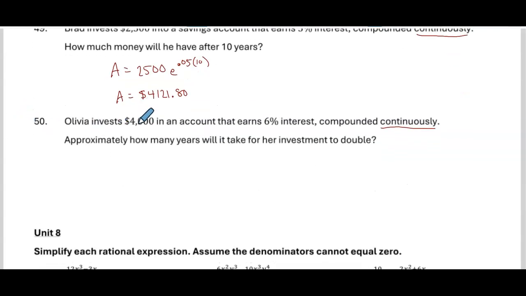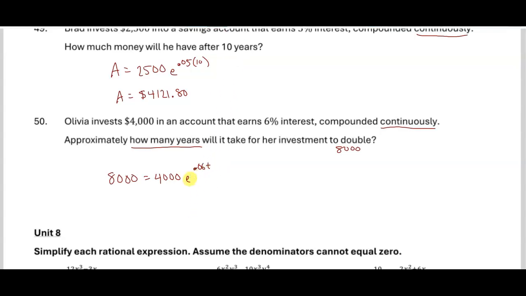Okay, Olivia invests $4,000 in an account, 6% interest continuously. How many years will it take to double? So I don't know the time this time. I do know where I want the goal to be. It says it wants to double, so that's going to be 8,000. So let's start the formula and put an 8,000 in the final result section, a 4,000 in the starting number section, an E because it was continuous, and a 0.06 for the interest rate. Let's leave time unknown.